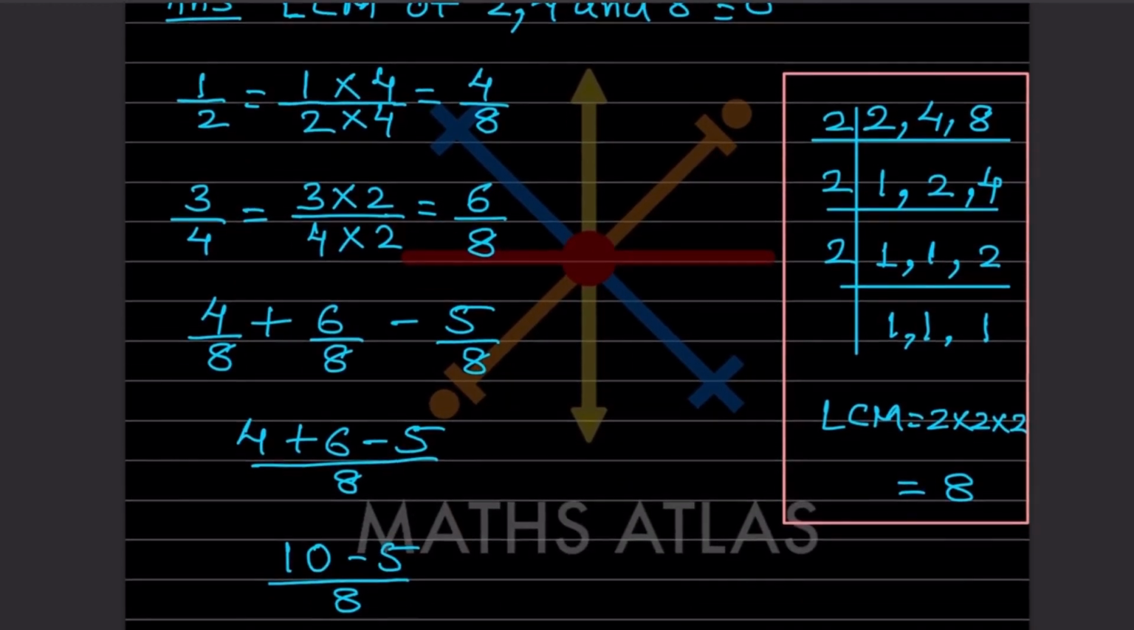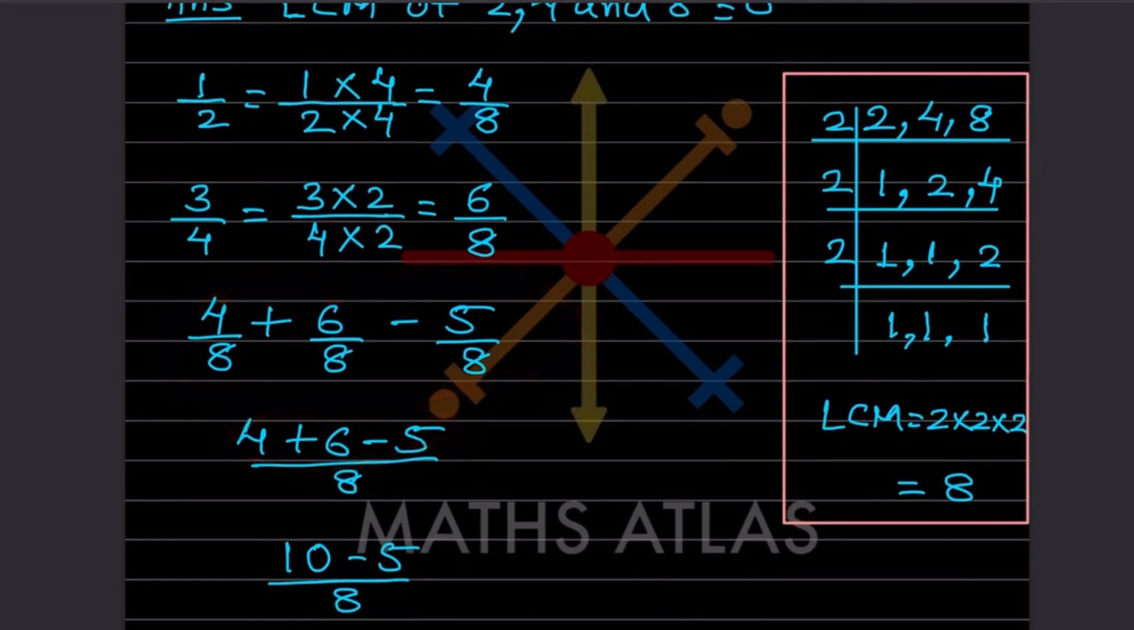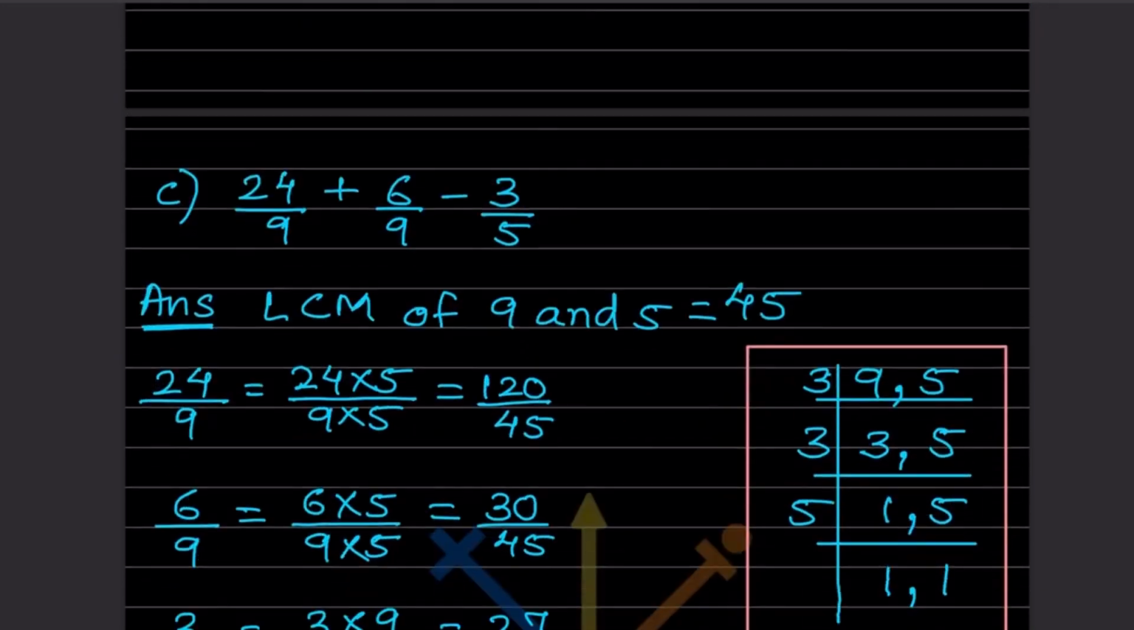Same over here. See this also, take the LCM, and at this stage I'll tell you what to do. You have to take all these three numbers. First you will add this 10 minus 5. So this is 5 over 8. Same over here.